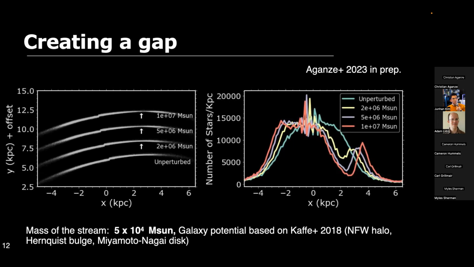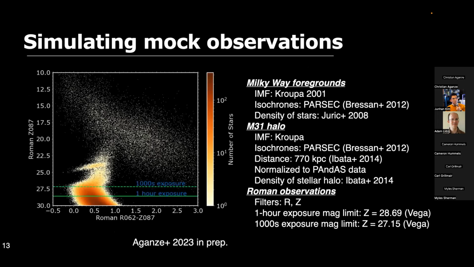So once you create a gap in the stream, we just have to put that into an observation. So we have to create background stars in M31. To do that, we sample some isochrones. So here I'm showing some of those assumptions that we use in this study. So we're saying that we're going to observe M31. There are going to be some Milky Way foregrounds, and we model those based on a PARSEC isochrone and a typical initial mass function like Kroupa. And then we use some density law for the stars, like from Juric, meaning that the disk is an exponential.